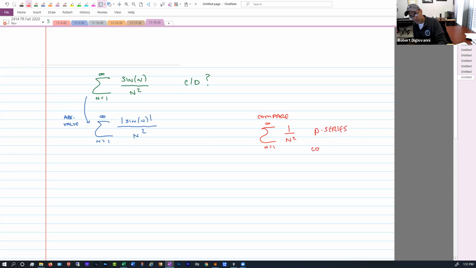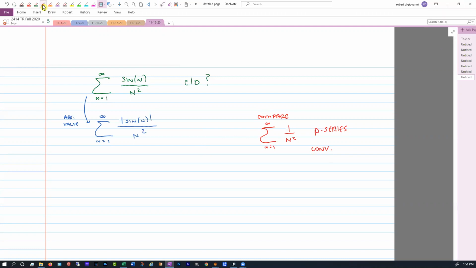This converges. So how would you like to do this? We have two options. We can do the inequality, or we can do the limit comparison. What would you prefer? Limit. Limit? All right, let's do the limit comparison.